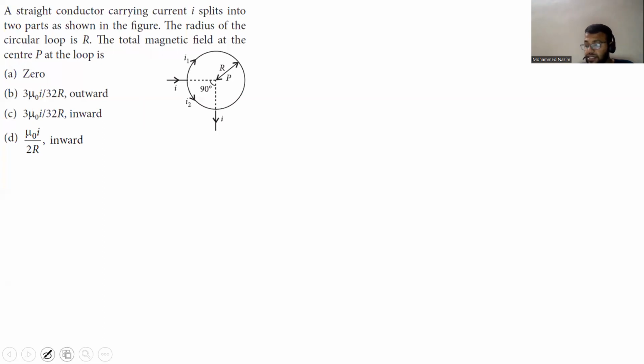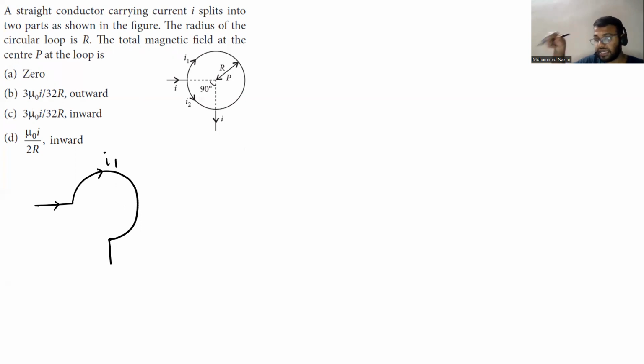Next question. A straight conductor carrying current I splits into two parts as shown in the diagram. The radius of the circular loop is R. Find the total magnetic field at the center P. See, this is a very tricky question. Here there is a loop. See, this part of the wire is there, isn't it? This part of the wire, 3/4 of a circle, is carrying current in this direction. It is in clockwise direction. So due to this arc, what is the magnetic field? Inward, correct? The magnetic field direction is inward.